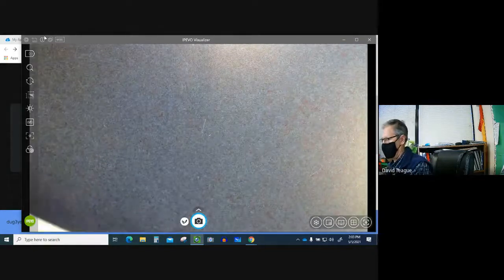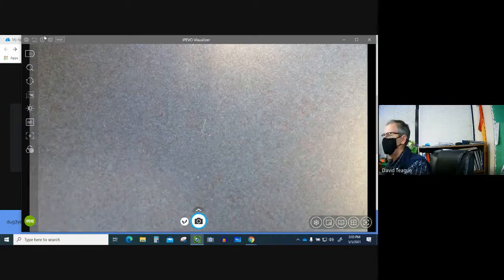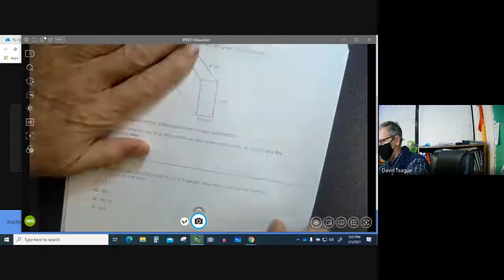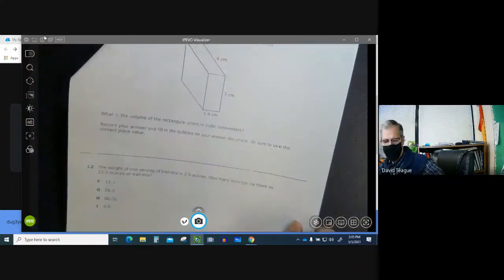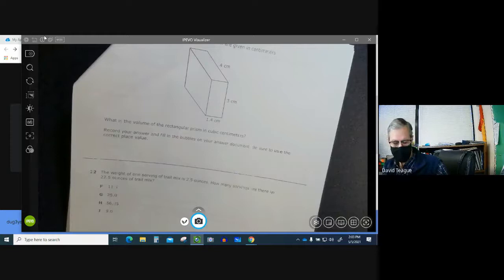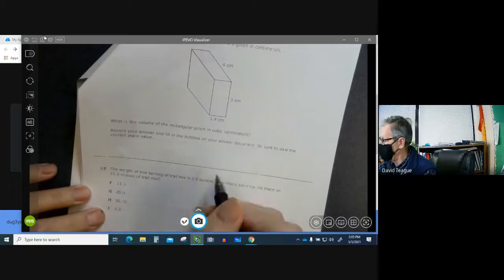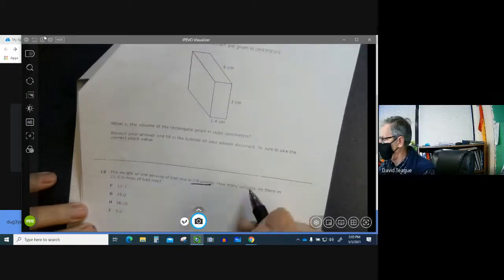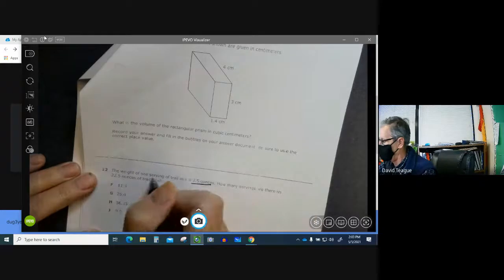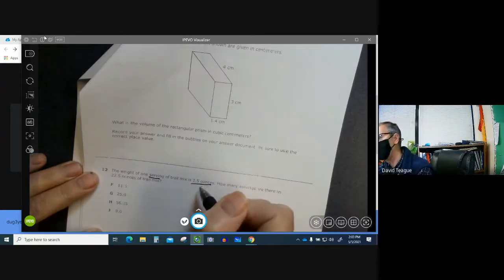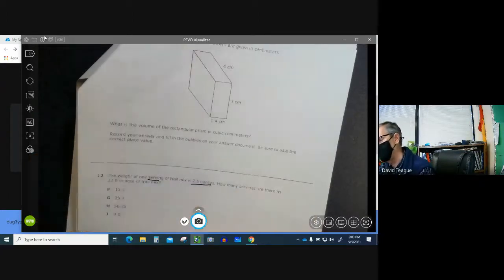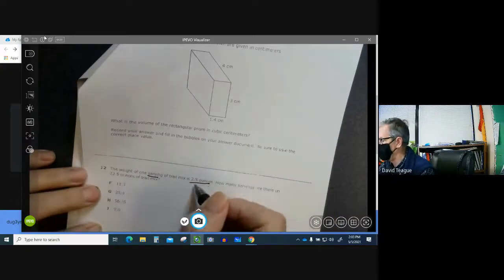22. Okay, I was really surprised there were so many people who got this wrong, because this is somewhat straightforward. It's not tricky. I didn't think the wording was all that off. Okay. So it says the weight of one serving of trail mix is 2.5 ounces. The serving is 2.5 ounces.